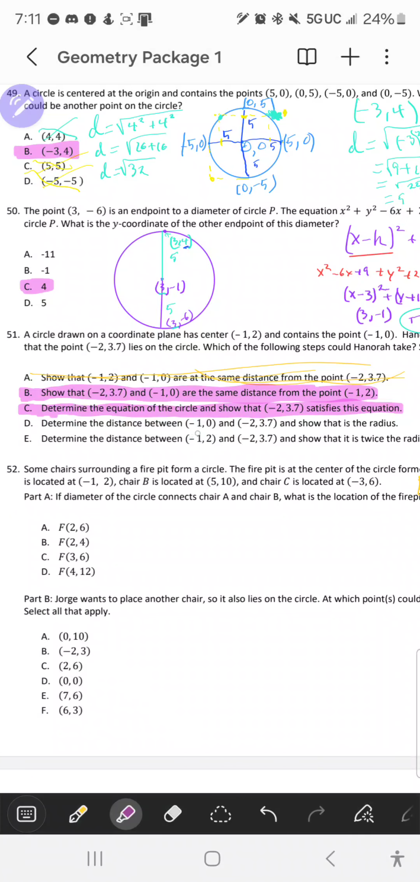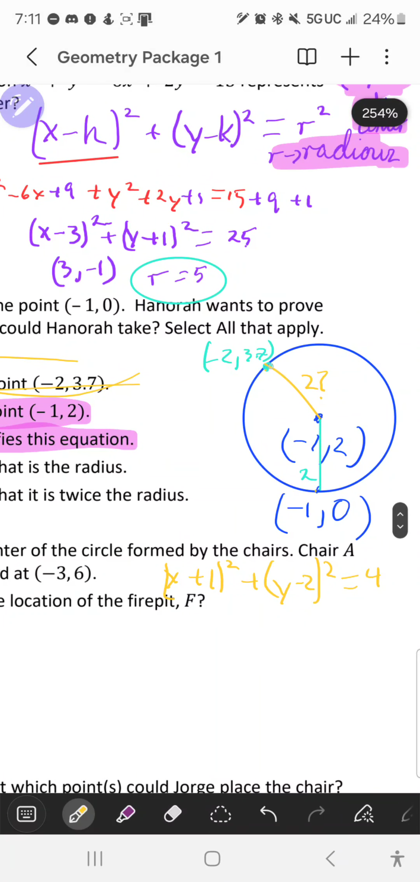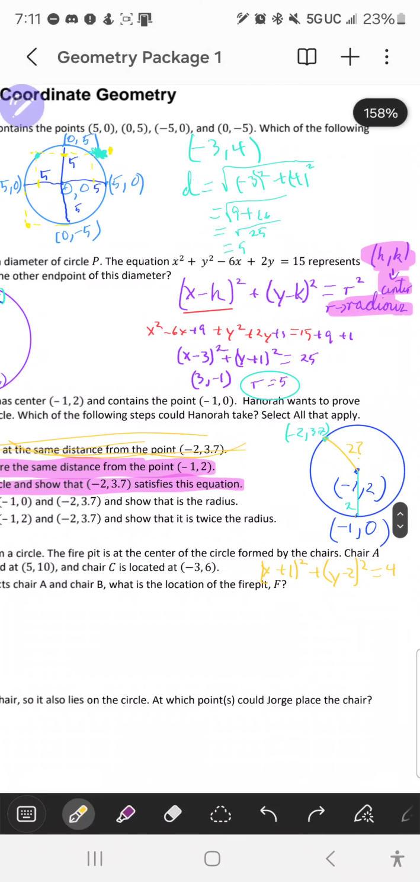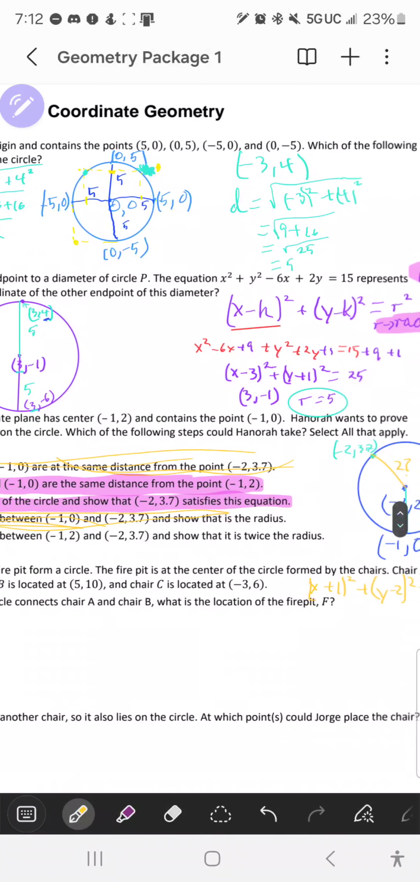Now determine the distance between -1, 0, and -2, 3.7, and show that it is the radius. And this doesn't make sense. They're asking to show that this distance right here is a radius, and we definitely don't want that. That's not going to prove that they're in the same circle. That doesn't even matter at all, depending on the properties that the circle has. So this is not my answer. D is not my answer.